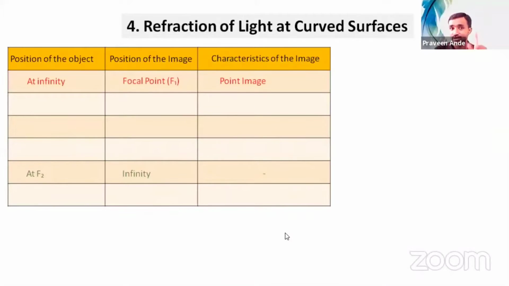So two situations are completed. If you put the object at infinity, the image is formed at the focal point. If you put that object at the focal point, that image shifts to infinity. So both are interrelated, or not? If you know one, then you can write the other. So that's why I am following like this.